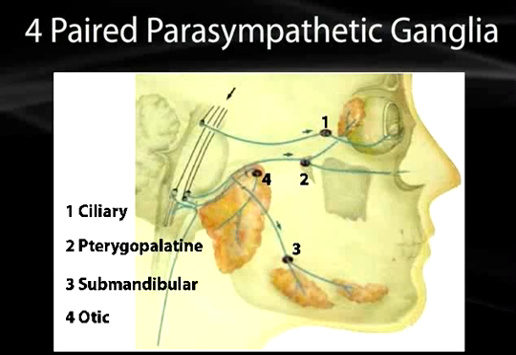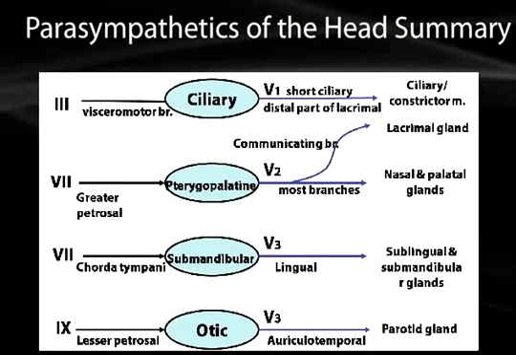They are located in the orbit, which is the ciliary ganglia, the pterygopalatine fossa, which is the pterygopalatine ganglia, the paralingual space, which is known as the submandibular ganglia, and finally in the infratemporal fossa, which is known as the otic ganglia. All of those will have the distribution as we've discussed earlier.